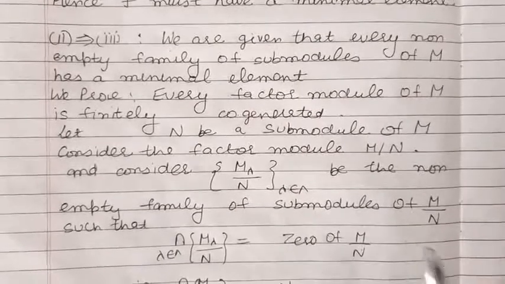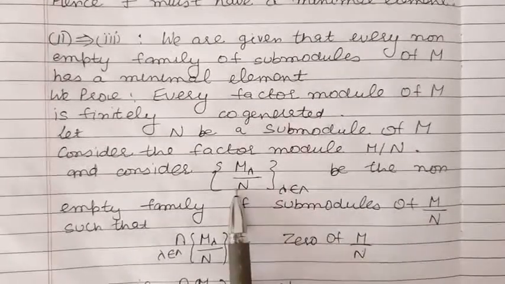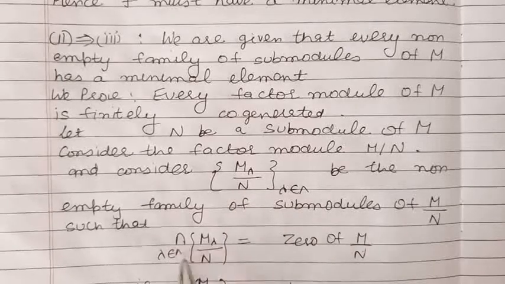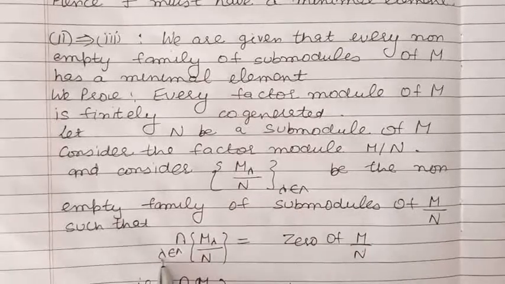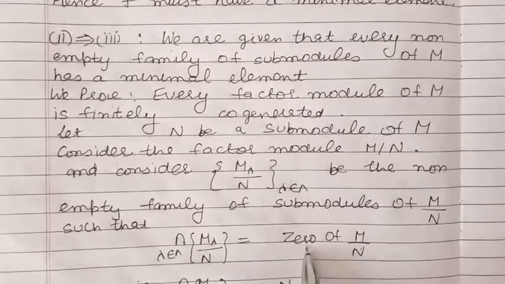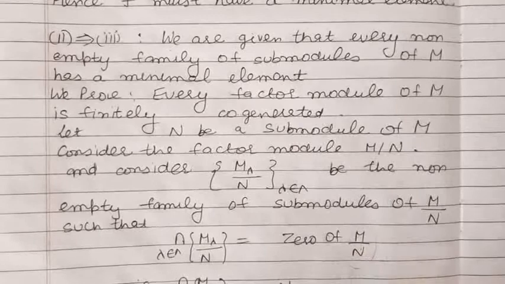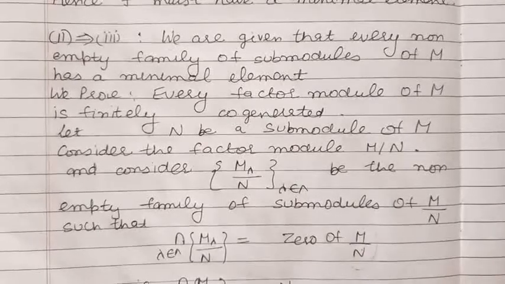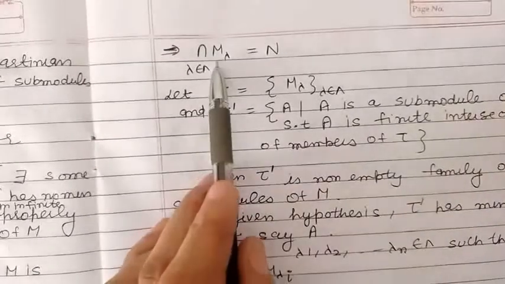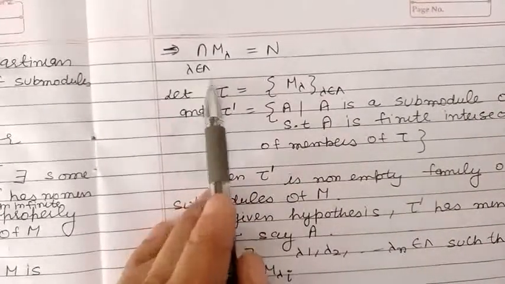Now, let us take the intersection of members from this family, that is 0 of M by N. The zero of the factor module M by N is N. So, from here we can say that the intersection of M lambdas, where lambda belongs to the index set, is N.